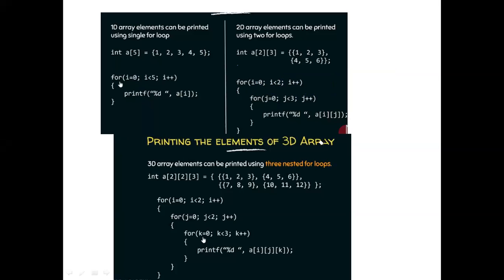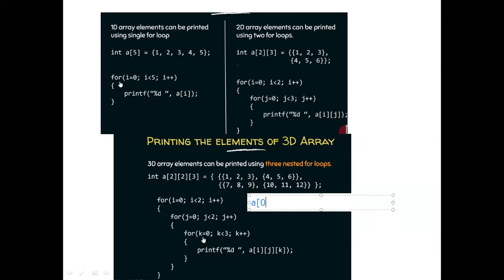Now in the 3-dimensional array, how will they be stored? You can see here, in the example int a of 2 comma 2 comma 3, the values are 1, 2, 3, 4, 5, 6, 7, 8, 9, 10, 11, 12. So can I write like this? I will be writing like this.